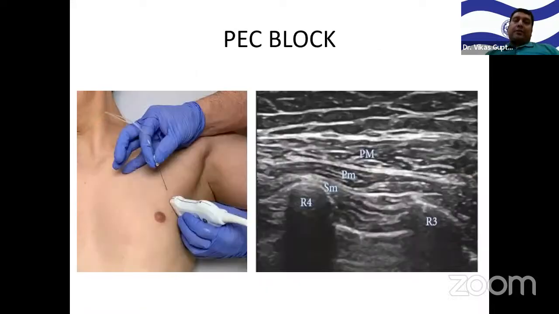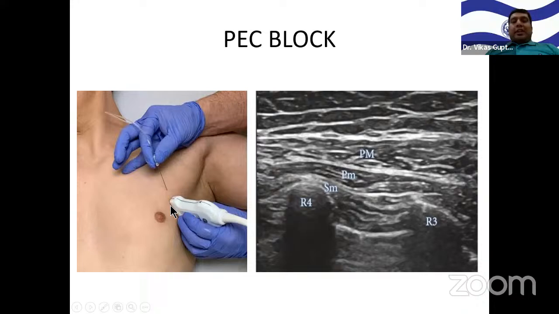Now we will discuss the PECS block. This PECS block is basically used for breast surgeries. There are 2 types, PECS 1 and PECS 2. In PECS 1, we give the drug between the pectoralis major and pectoralis minor muscles. This is a fascial plane. In PECS 2, we give our drug between pectoralis minor and serratus anterior muscle.